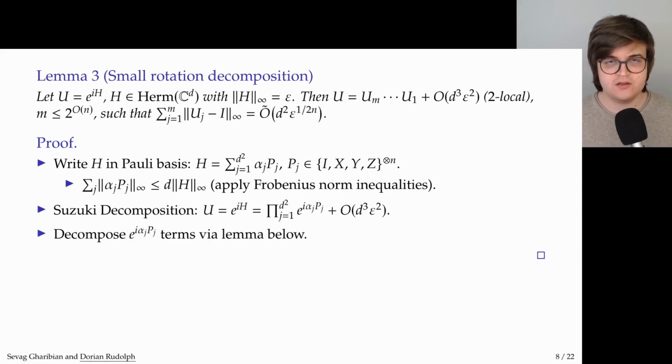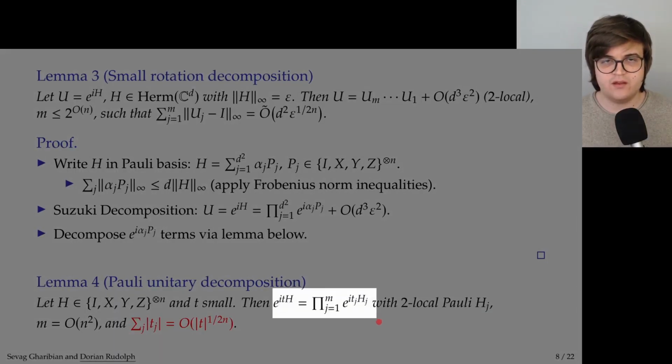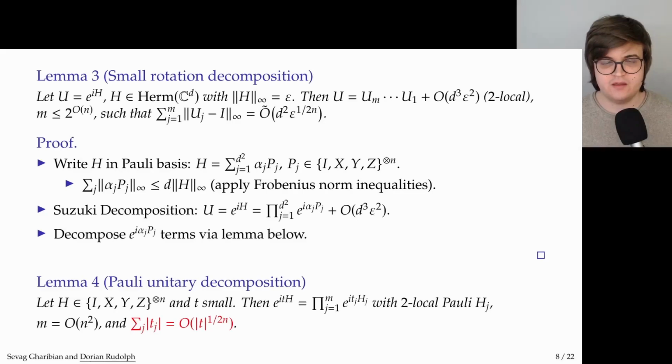We can then decompose these terms into two-local unitaries with the following lemma. Let H be a Pauli Hamiltonian and t a small pulse time. Then e^{iHt} can be written exactly as a product of n squared terms e^{iH_j t'} with two-local Paulis H_j and a total pulse time of at most t to the 1 over 2^n. So the pulse time of the decomposition is bounded in terms of t, albeit exponentially longer.